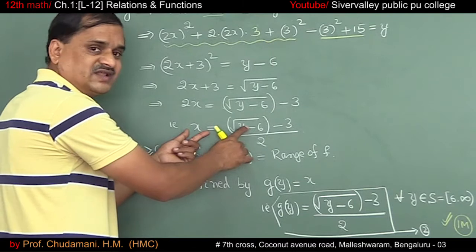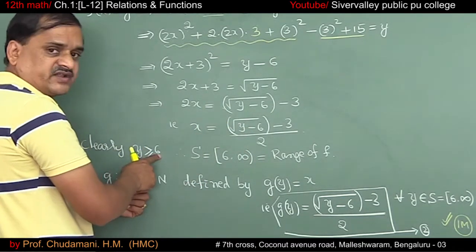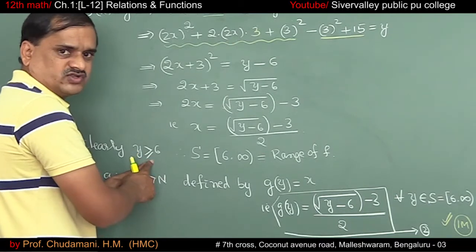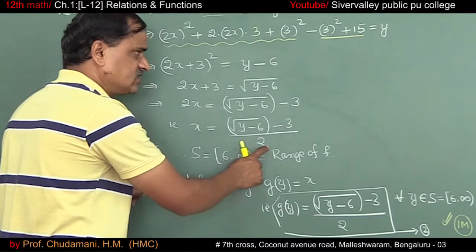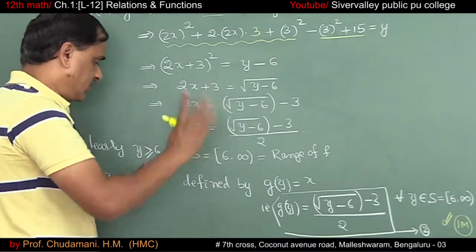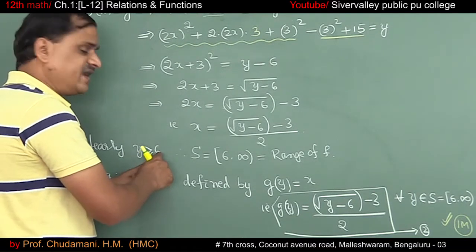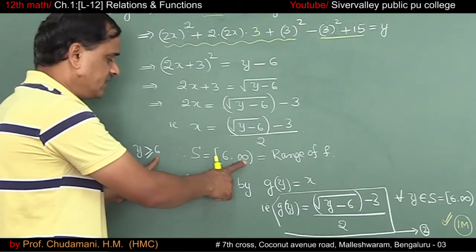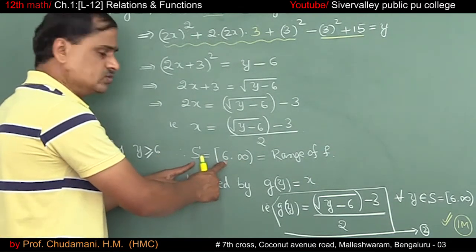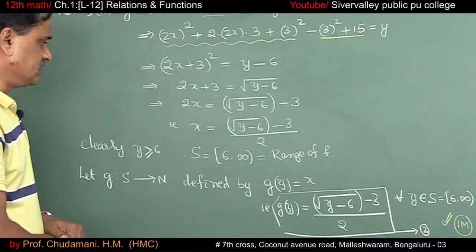So y minus 6 should be greater than 0. y minus 6 greater than 0. It can be 0 also, no problem, because 0 minus 3 means minus 3 by 2. No problem. So, y greater than or equal to 6. Greater than or equal to 6 means including 6 up to infinity. So, therefore, S is equal to 6 comma infinity, which is the range of the function.